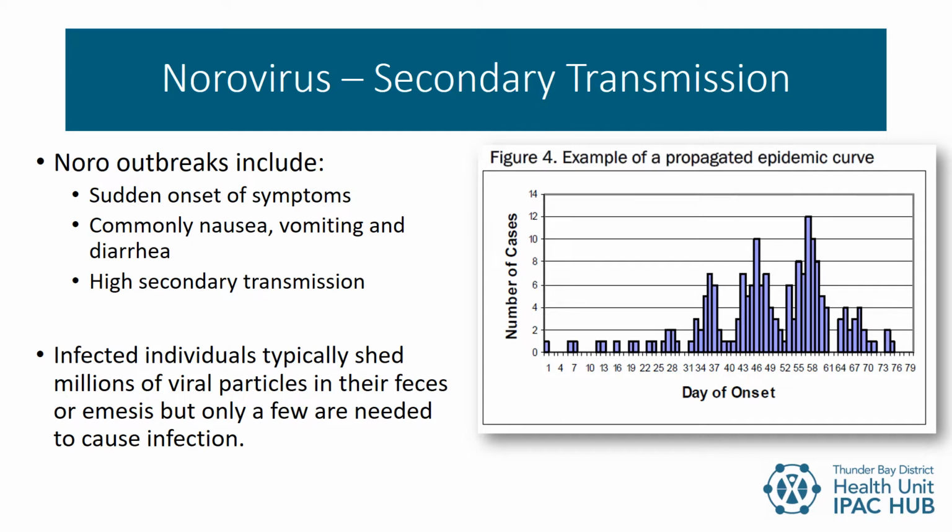A propagated epidemic curve, as shown on the slide, demonstrates how person-to-person or secondary transmission can be extremely high with norovirus. Although there may be a common source, such as food items, that is responsible for an outbreak, secondary transmission from person to person can and does readily occur. Infected individuals typically shed millions of viral particles in their feces or emesis, but only a few are needed to cause infection. This is called a low infectious dose and adds to the spread, as you can see on the graph, and will create spikes in cases beyond the initial exposure.